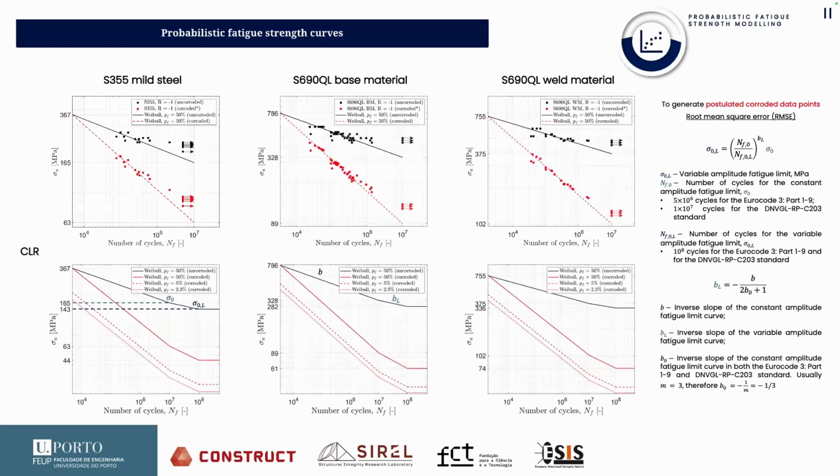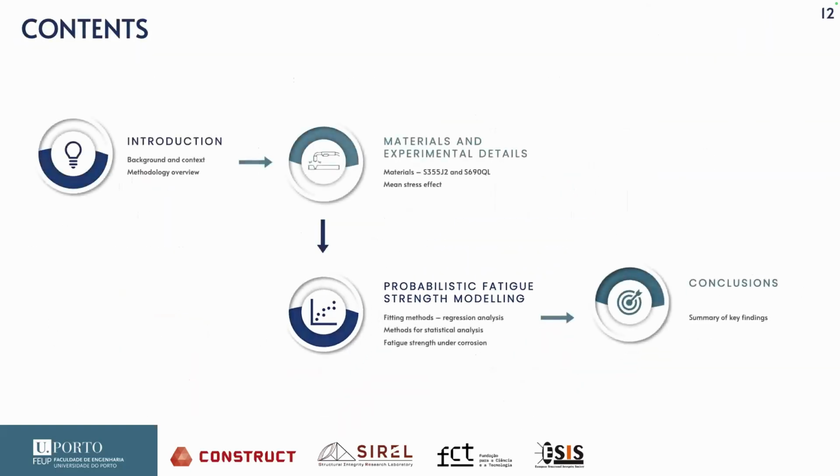We also found the need to generate some postulated corroded data points. And these postulated corroded data points were generated based on the root mean square error between the probabilistic models and the data points. And since we are performing here design curves, we had the need to also account for a full range S-N curve that accounts also for the variable amplitude fatigue limits. In order to estimate these variable amplitude fatigue limits, we took into consideration the DNV GL standard and the Eurocode 3. And this is the proposed equation in order to estimate the inverse slope of the variable amplitude fatigue limits. So this is it.